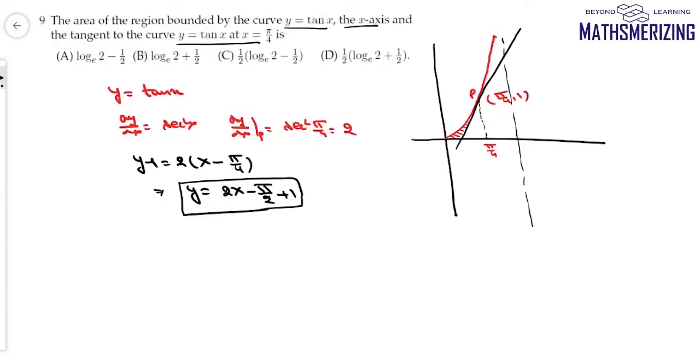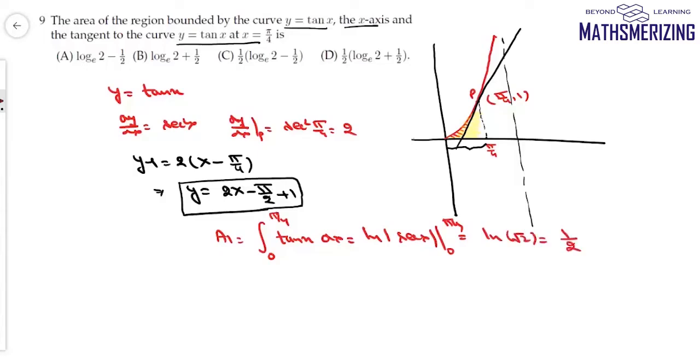Now we need to find this area. For this area, I'll find the area bounded by tan x and the x-axis, and suppose this area is A1. So I'll find this A1 area. Here A1 is simply the integral from 0 to pi by 4 of tan x dx, which is log mod secant x from 0 to pi by 4, and it will be simply log root 2. So it is 1 by 2 ln 2.